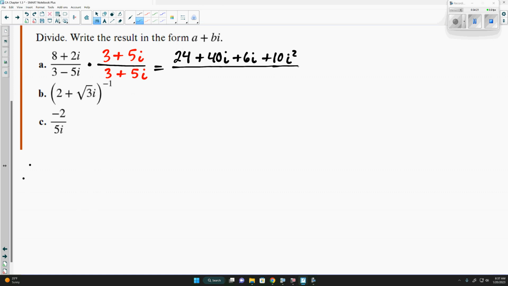Now the denominator, we can multiply it all the way out. 3 times 3 is 9. 3 times 5i is going to be plus 15i. Negative 5i times 3 is going to be negative 15i. And negative 5i times 5i is going to be negative 25i squared, sorry. 5 times 5 is 25, not 5.